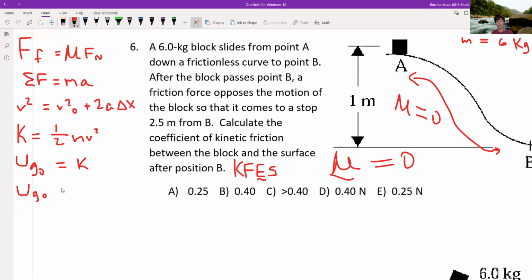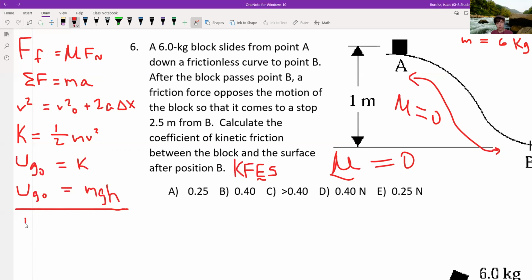But we know that it equals mass times gravity times height. Do we know mass? Yes. Do we know height? Yes. Do we know gravity? Yes. So finally, we have all the equations that we can use. That is so dumb. You have to use 6. That's just how it is.